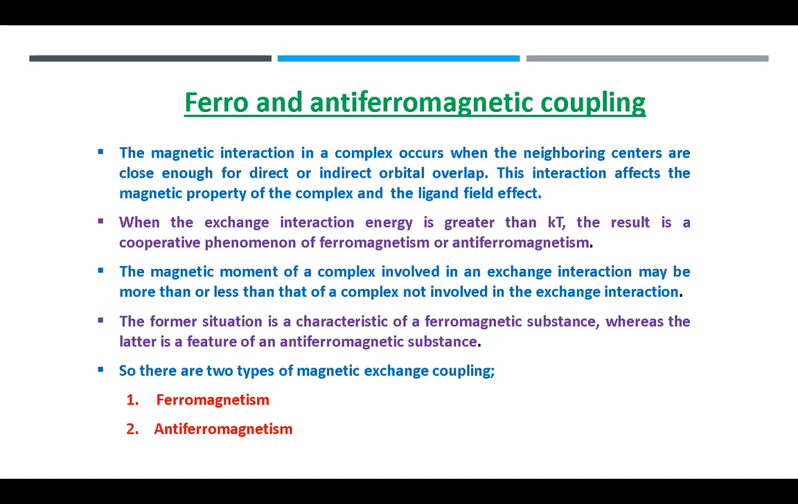antiferromagnetism. The magnetic moment of a complex involved in an exchange interaction may be more than or less than that of a complex not involved in the exchange interaction. The former situation is a characteristic of a ferromagnetic substance, whereas the latter is a feature of an antiferromagnetic substance. So, there are two types of magnetic exchange coupling. One is ferromagnetism. Second one is antiferromagnetism.